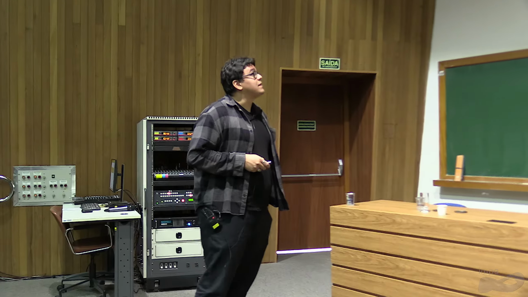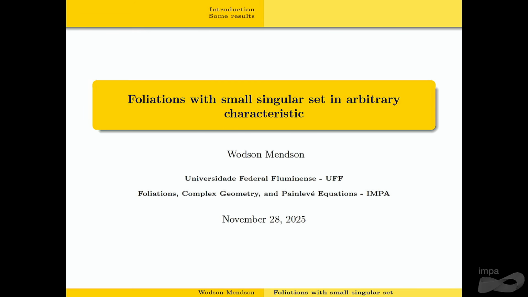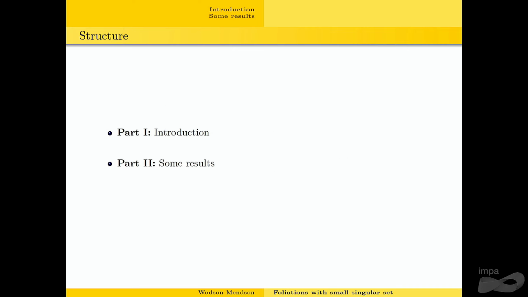Okay, I will talk about foliation with small singular set in arbitrary characteristic. This is a joint work with Thiago Fassarella, João Pedro dos Santos and Frederico Tuzé. I divided my talk into two parts. In the first part I will introduce the objects and the problem that we are interested in. In the last part, I will present some results that we have.